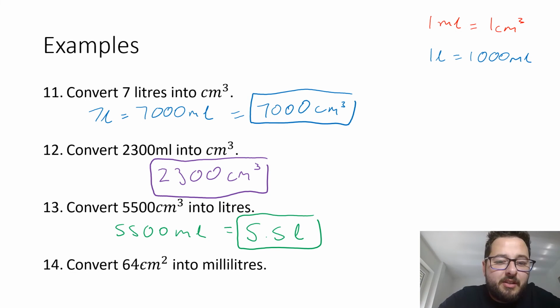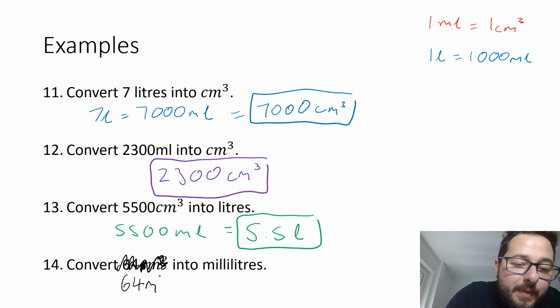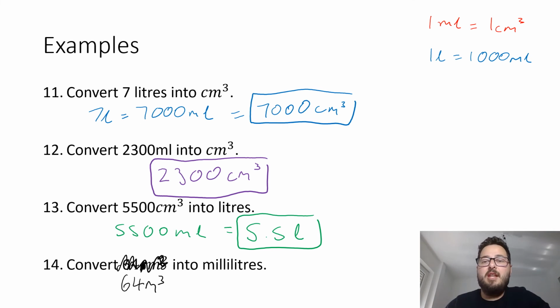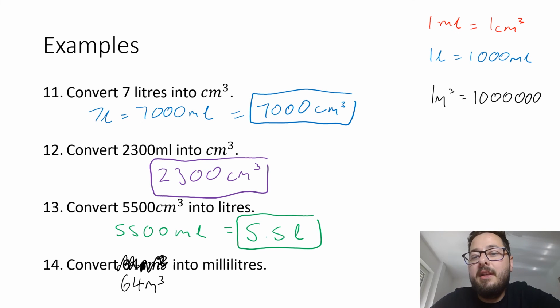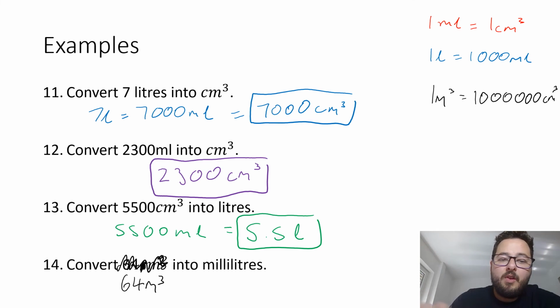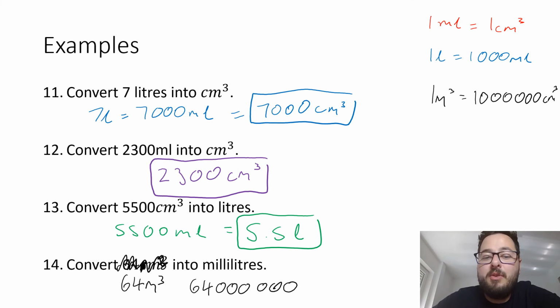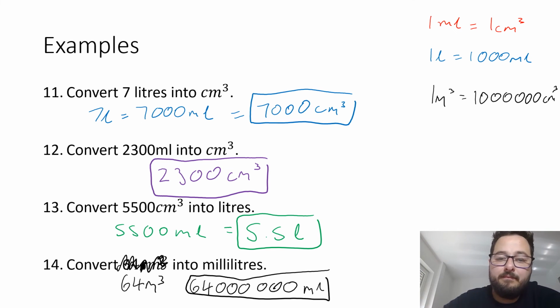Right. Okay, so I'm just going to change this question slightly. It didn't really make sense as it was. So let's write this out again. So we want to convert, let's do 64 metres cubed into millilitres. Okay, so we've got 64 metres cubed, but we want centimetres cubed, don't we? So if we remember that 1 metre cubed is the same as 1 million centimetres cubed. Okay, so 64 metres cubed is going to be the same as 64 million centimetres cubed, but 1 centimetre cubed is 1 milliliter. So that is the same as 64 million millilitres.